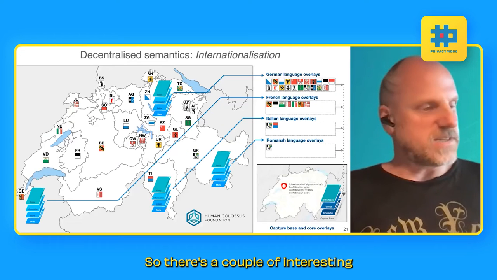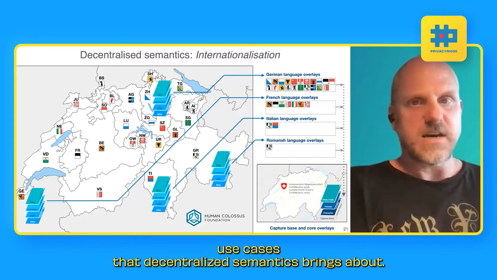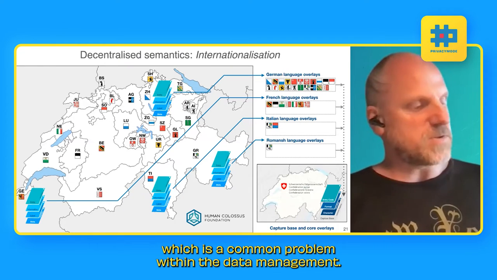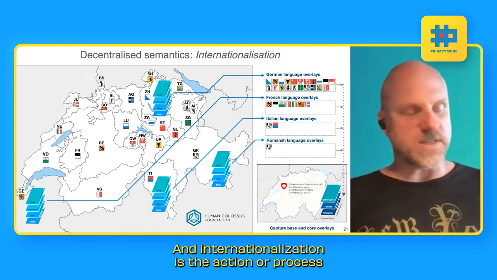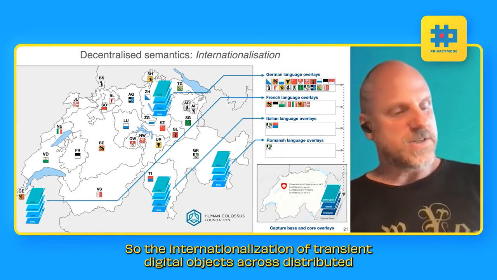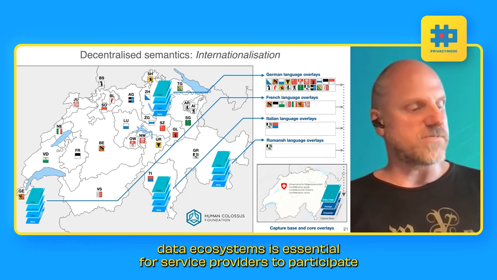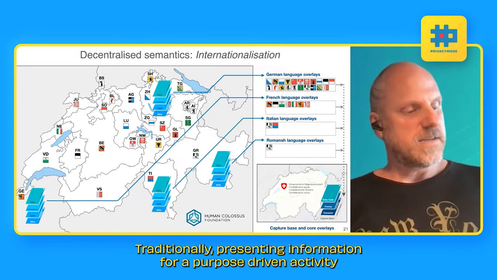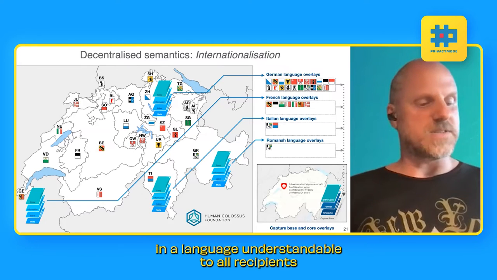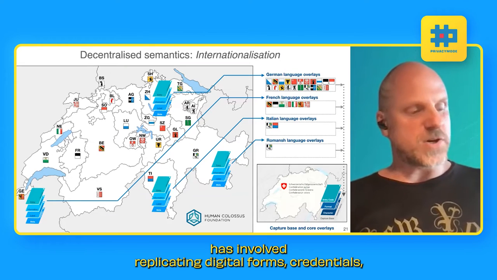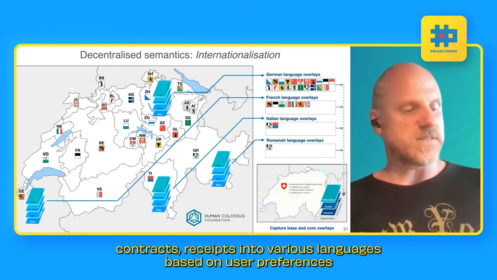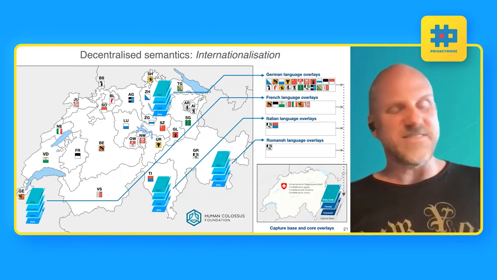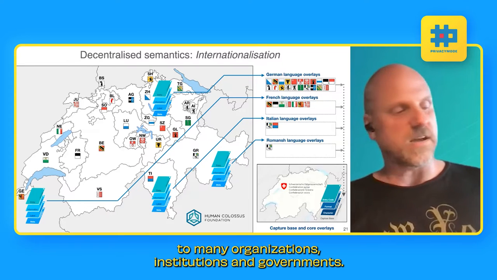There's a couple of interesting use cases that decentralized semantics brings about. One of them is internationalization, which is a common problem within data management. Internationalization is the action or process of making something international. The internationalization of transient digital objects across distributed data ecosystems is essential for service providers to participate in a global market. Traditionally, presenting information for a purpose-driven activity in a language understandable to all recipients has involved replicating digital forms, credentials, contracts, and receipts into various languages based on user preferences, with federated or centralized governance authorities maintaining digital objects in multiple languages. Internal data management inefficiencies are common to many organizations, institutions, and governments.